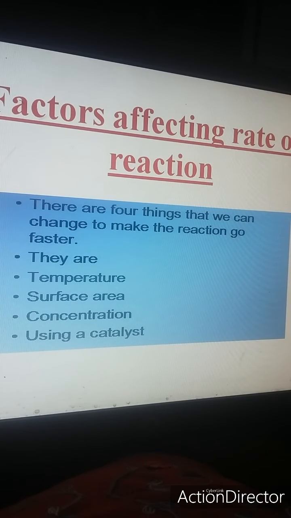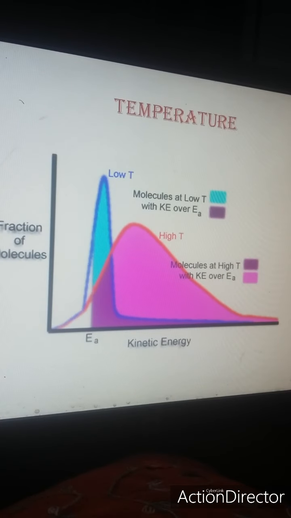Let us now understand the various factors which affect the rate of reaction, like temperature, surface area, concentration, or the presence of a catalyst. Let us discuss one by one. First is temperature. When we increase the temperature, the kinetic energy of the molecules increases, so the number of collisions will be more. If the number of collisions is more, there is a possibility that effective collisions are more. So molecules with kinetic energy over the activation energy will be more.